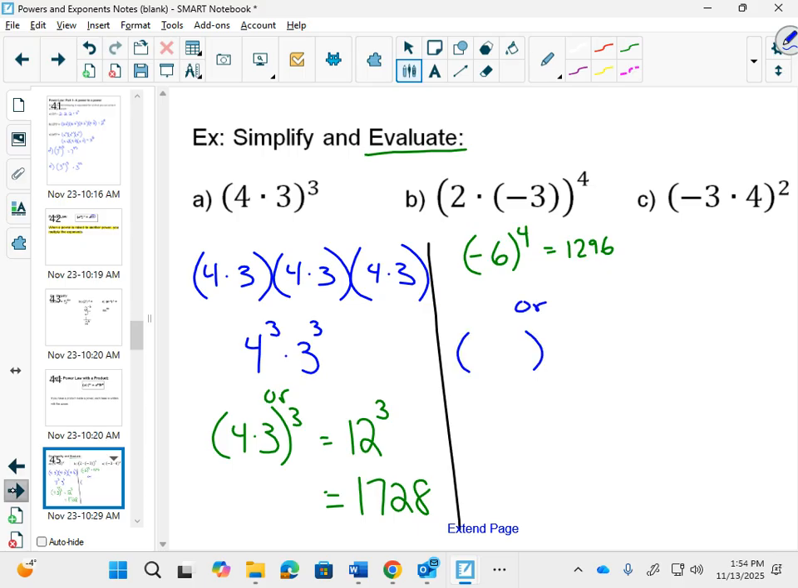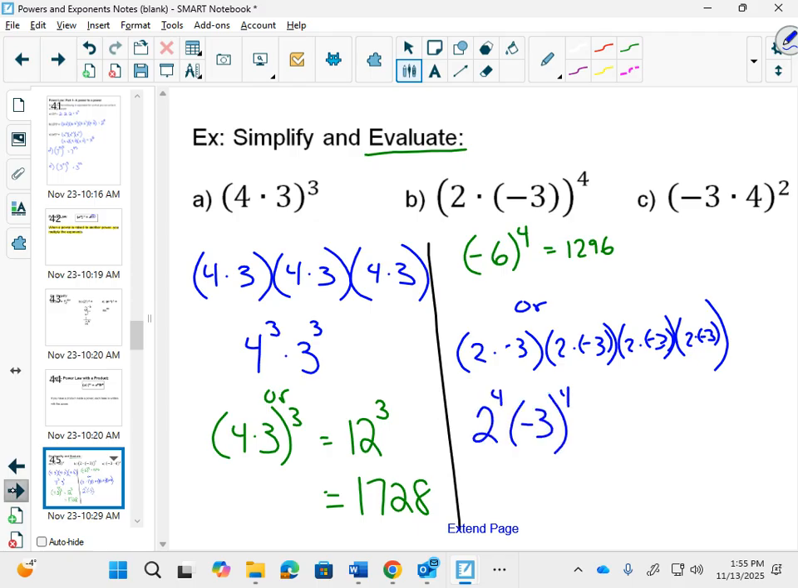Or I could think of this as 2 and negative 3, 2 and negative 3, 2 and negative 3, and 2 and negative 3, 4 times, which means I would have the 2 four times and the negative 3 four times. And this will be 16 times 81, and it also equals 1,296.